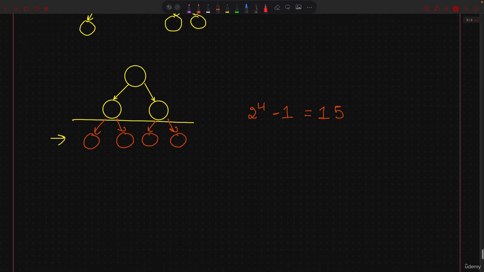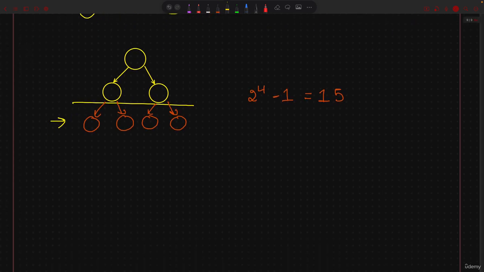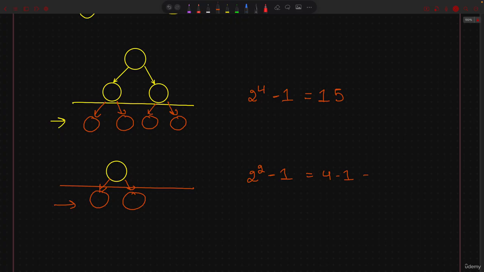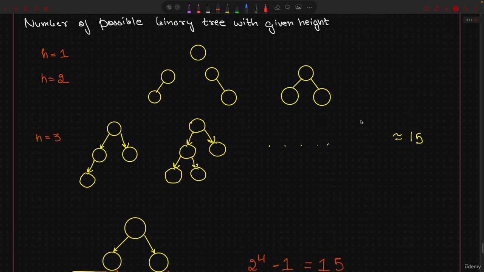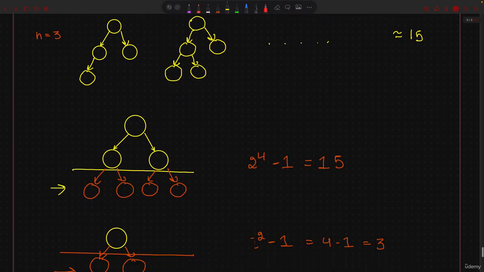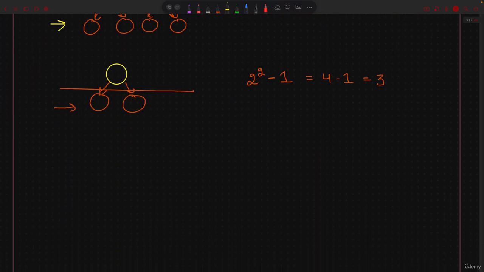Now let us try this for a single node as well, for a height 2 as well. For a height 2, this is our one node. Now I will be taking different combinations of nodes at this level, which will give me 2 to the power 2 minus 1. And that will be 4 minus 1 equals 3. So it seems like this is also giving us the right answer. So we saw that here the answer was coming out to be 3, here it is coming out to be 15, and we are able to get the answer with this particular approach.